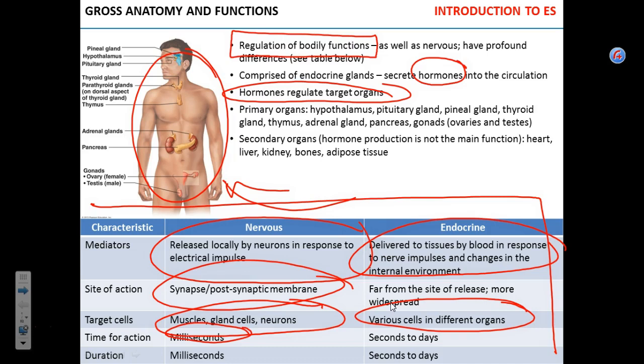Okay? Now, a little bit of anatomy. Organs of the endocrine system can be primary and secondary. So primary endocrine organs are the glands that produce hormones, and that's it.